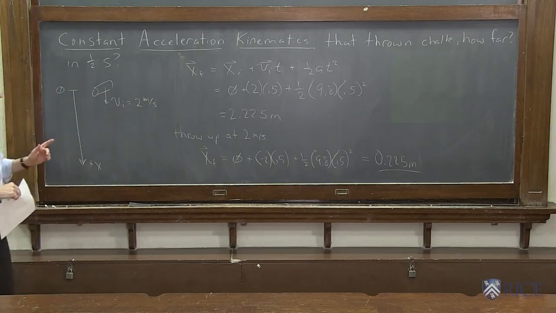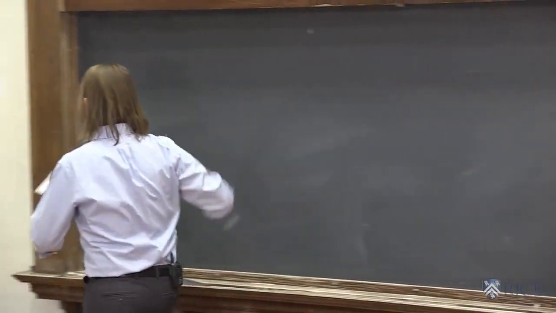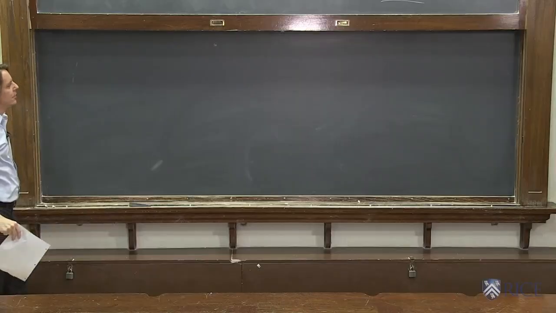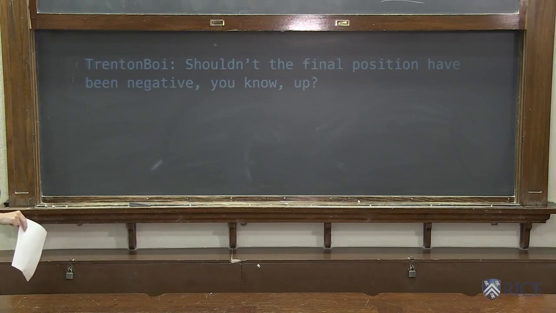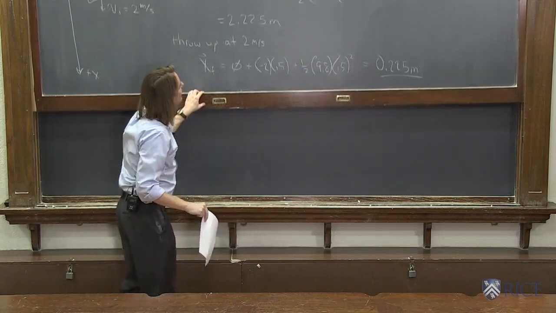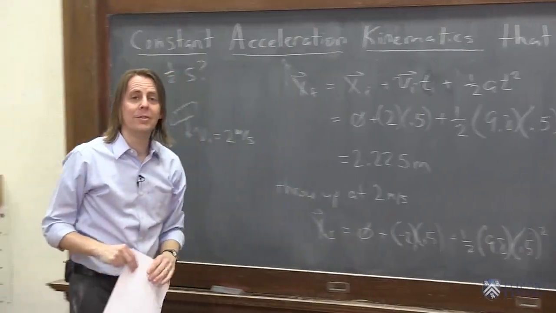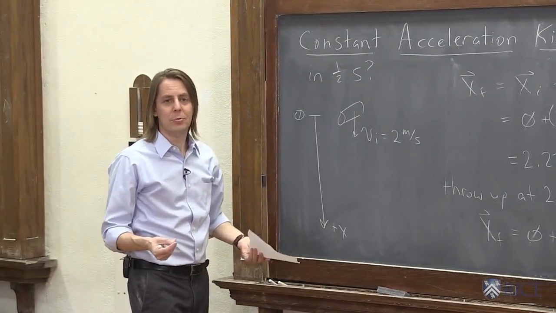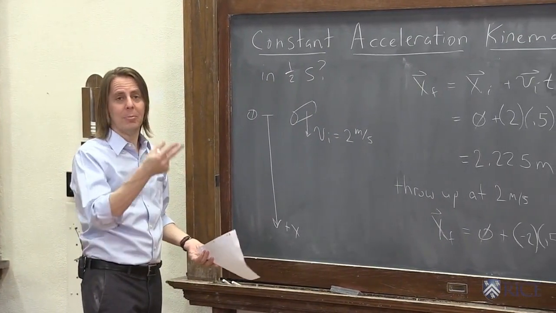Oh, let's see. We have a question here about this plug and chug problem. Let's see, what are we concerned about here? And it looks like Trenton Boy asks, shouldn't the final position have been negative, up? Let's see if we can figure out what Trenton Boy is talking about. I think we did it right. So Trenton Boy, that's good. He's using his intuition. I'll assume it's male. Threw it up, was expecting the displacement to be up. And that's a good guess.